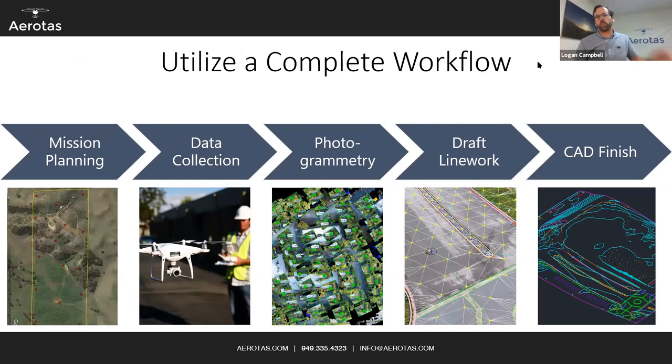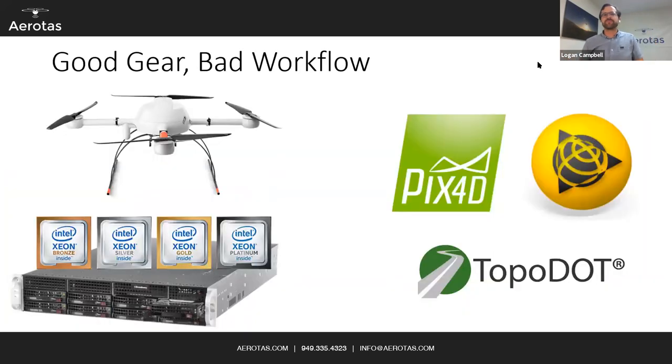None of those will actually get work or get you good data. One example that we've seen before is that you want to avoid having good gear and a bad workflow. This setup that you see here is a high-end micro drones, an Intel Xeon processor server, full licenses to Pix4D, Trimble Business Center, and TopoDot.